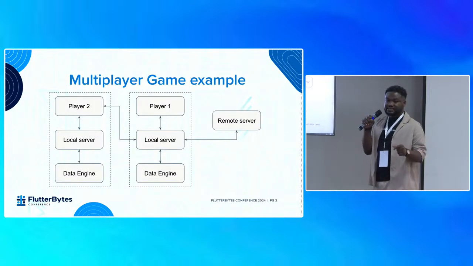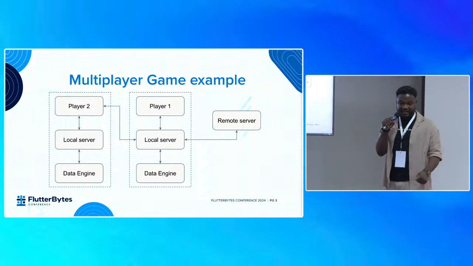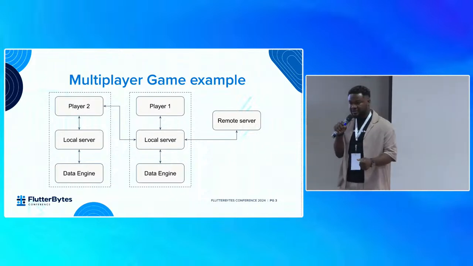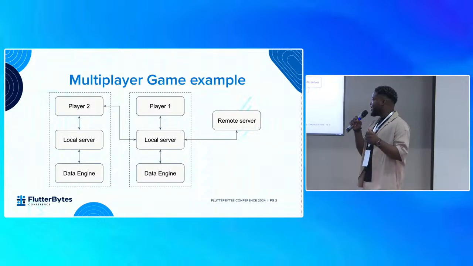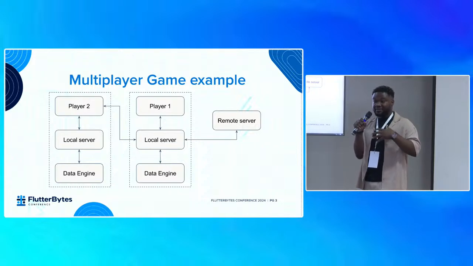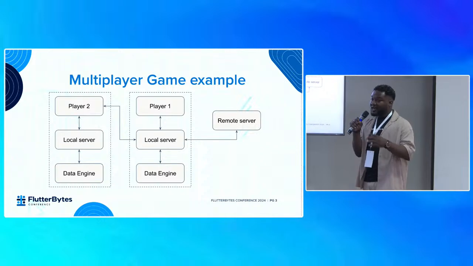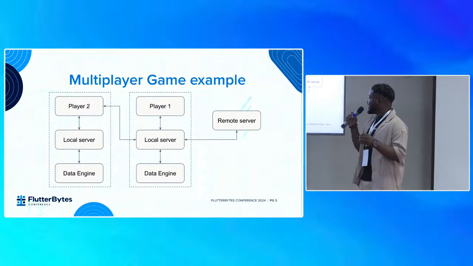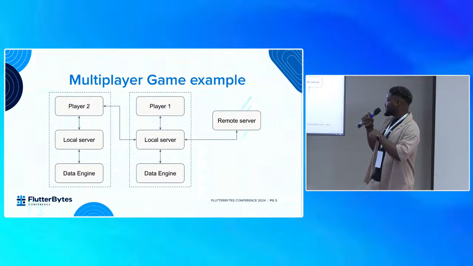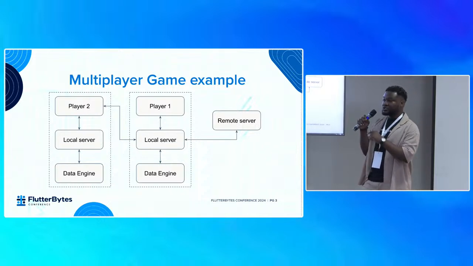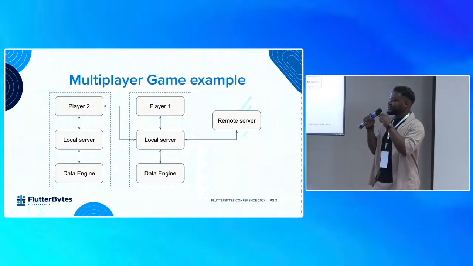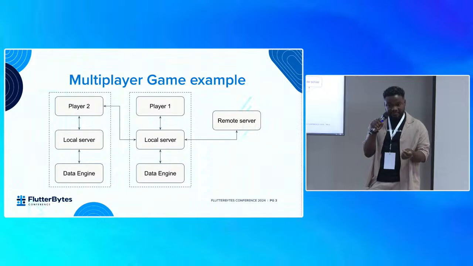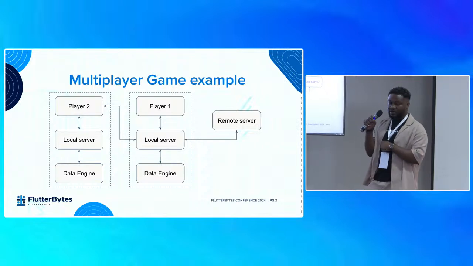So let's take, for example, a multiplayer game, right? So you have these games that you can play. It will tell you to connect to my device, and then let's play together. But I am the main player, so I can be player 1, and then you are player 2. So what actually happens here is the player 1 has a local server. The player 2 also has a local server, data engine, and all of that. But if I'm initiating the game, then you have to connect to my local server.